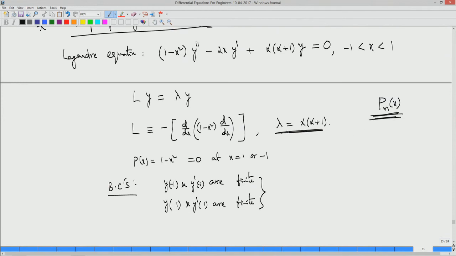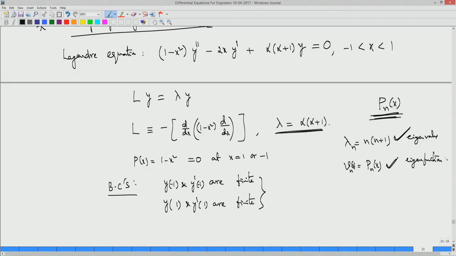That means lambda is equal to n into n plus 1, and I have a corresponding solution Pn of x which is non-zero. These are the eigenvalues corresponding to this lambda. I have a non-zero solution Pn of x which satisfies the boundary conditions. So, you call this Vn of x as Pn of x and this you call lambda n. So, these are eigenvalues and these are the corresponding eigenfunctions.